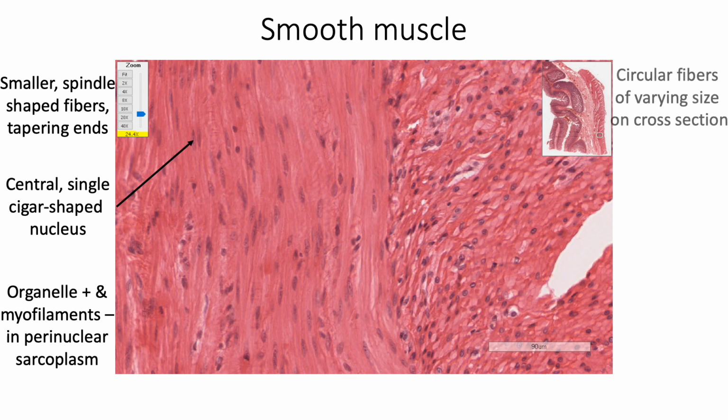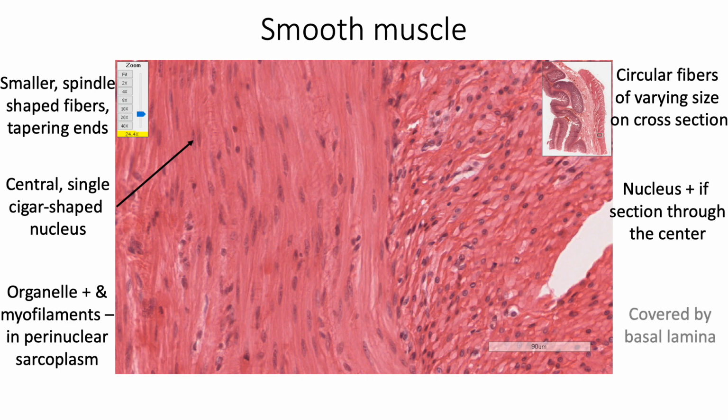In cross-section, we see circular fibers of varying size depending upon the level of section. Nucleus is present only if the section passes through the center of the fiber, and each cell is covered by basal lamina. This sarcolemma shows cup-shaped surface invaginations known as caveolae. Because of the presence of caveolae on the surface, the smooth muscle fibers do not show T-tubules or triads on their surface.